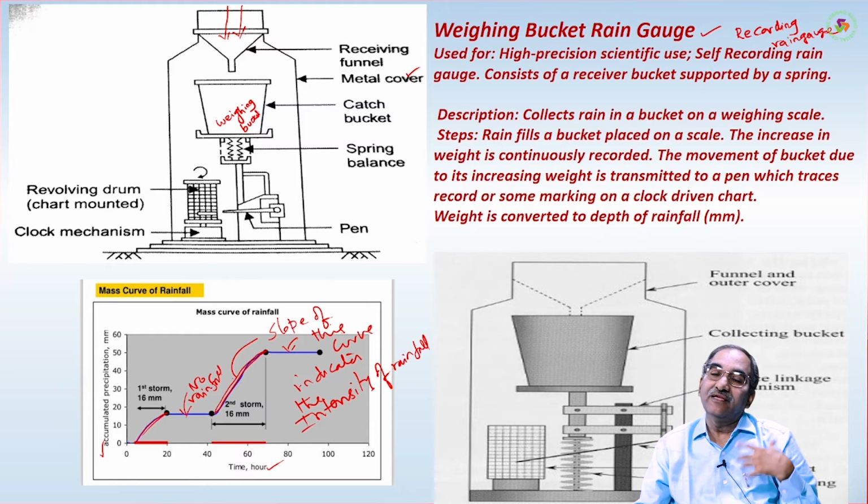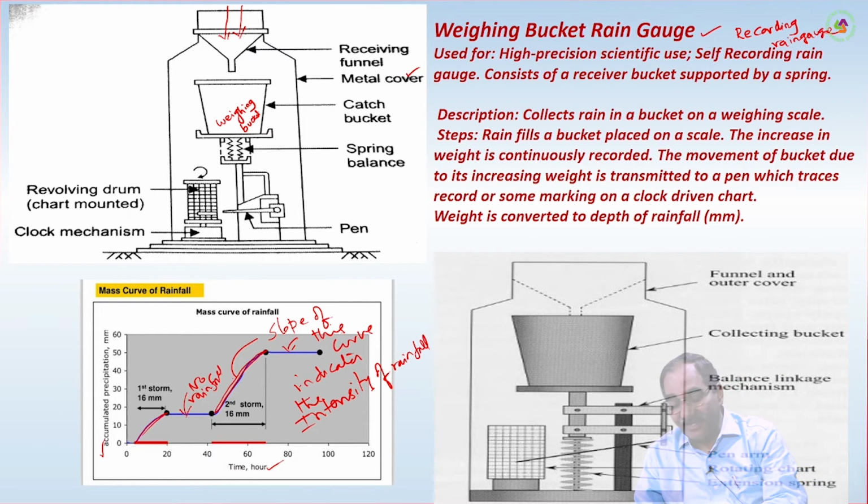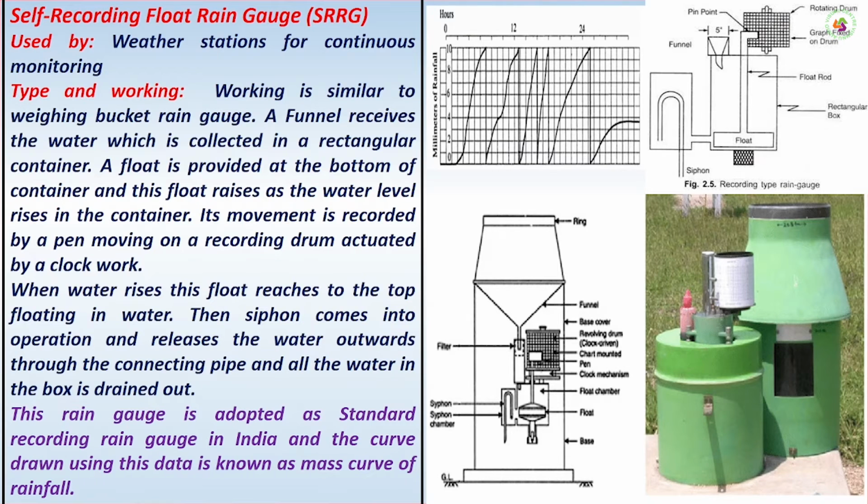So automatically we get rainfall and the intensity of rainfall, both things in this. Then the third one is the one that is being used by the Indian Meteorological Department also. This is the float type rain gauge. What do you mean by that? Float type rain gauge. Please don't confuse it. This one is a float type rain gauge, right?